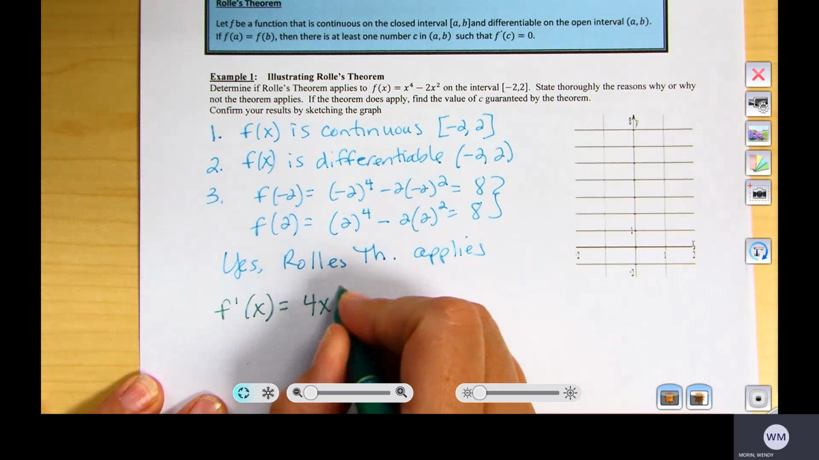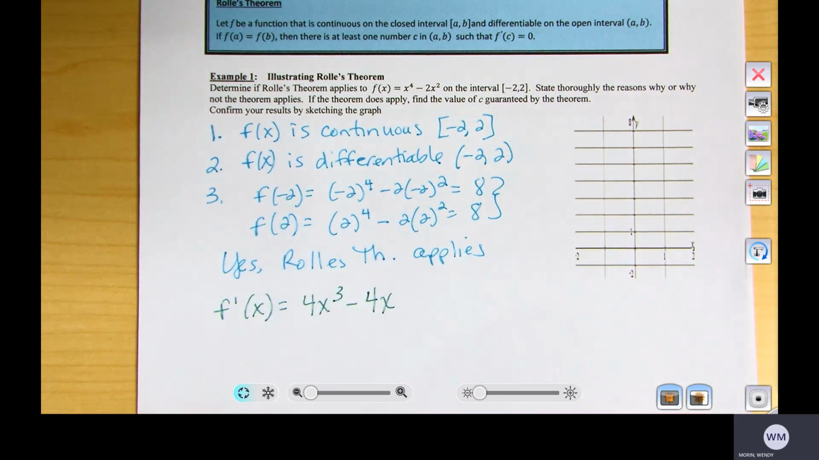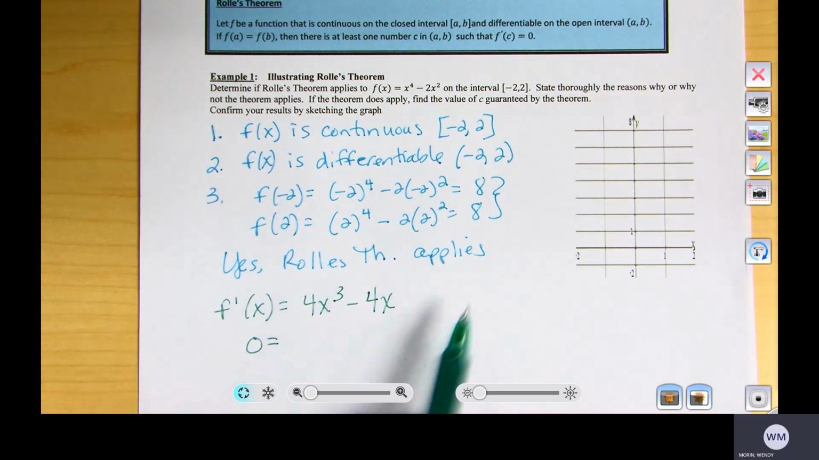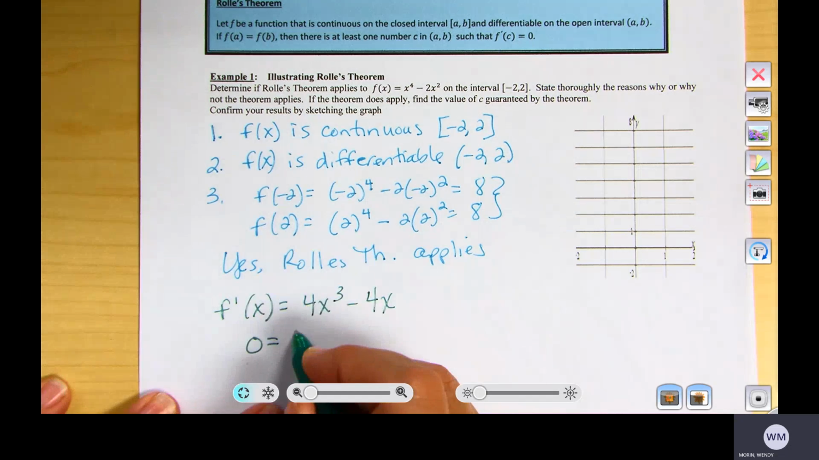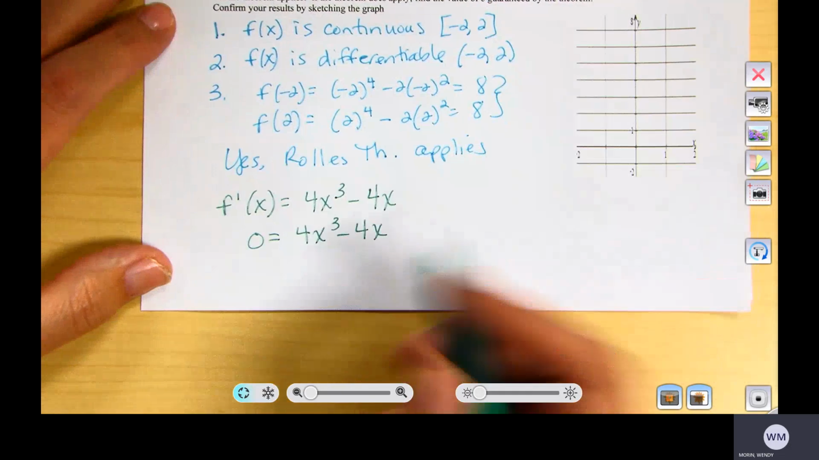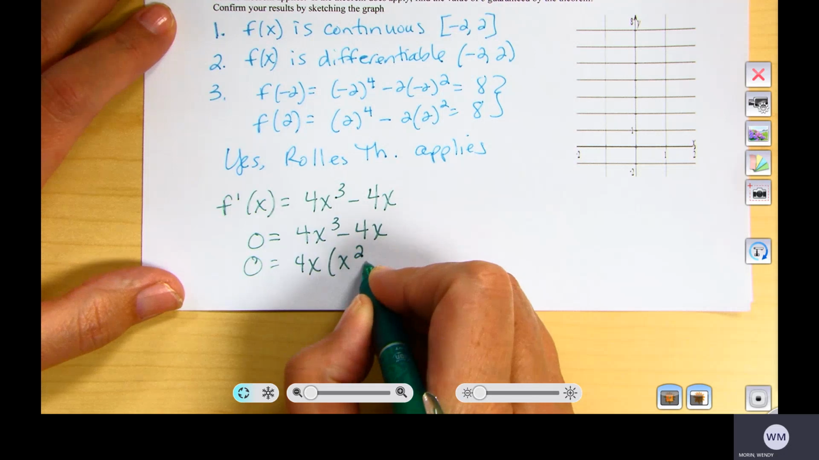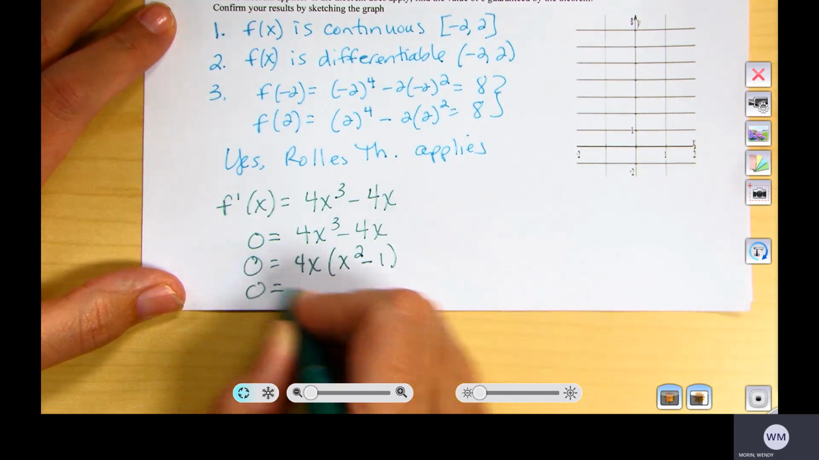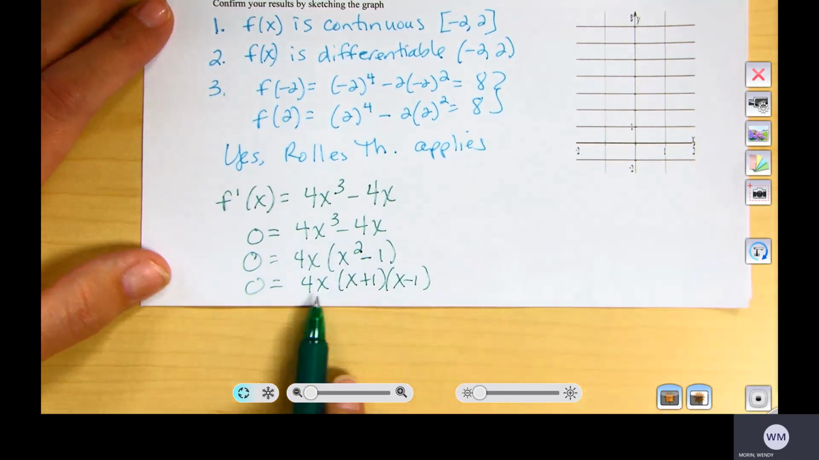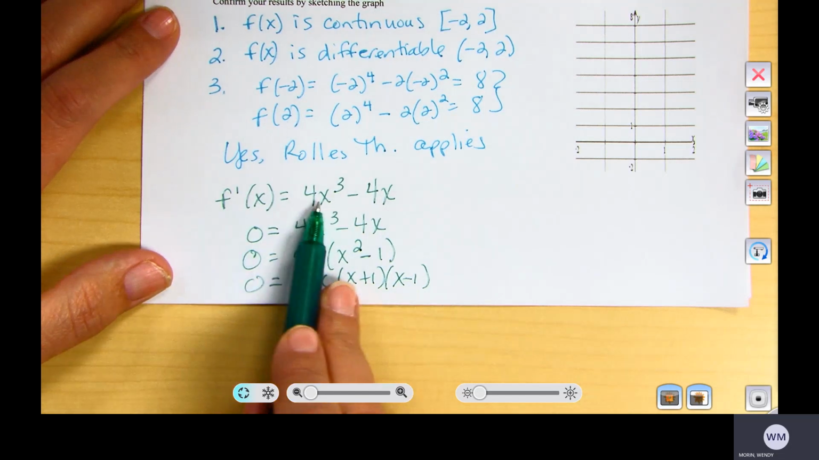So we have 4x cubed minus 4x. Rolle's theorem says that the first derivative will be equal to 0 somewhere, at least one point, between -2 and 2. Let's see what that point or points would be. So we have 4x times x plus 1 times x minus 1. So there are 3 x values where your first derivative is equal to 0.